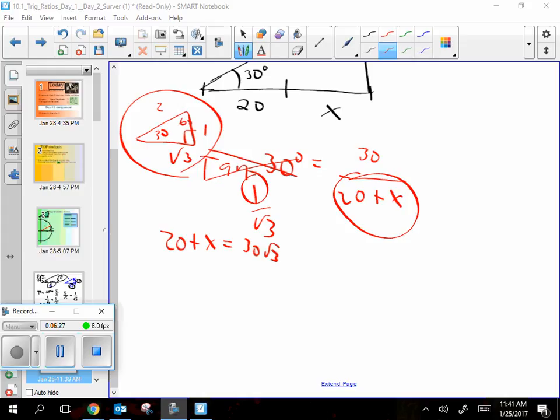Yes, sir. I don't expect you to simplify it any more than solving for x. So there we go. X is 30 root 3 minus 20.